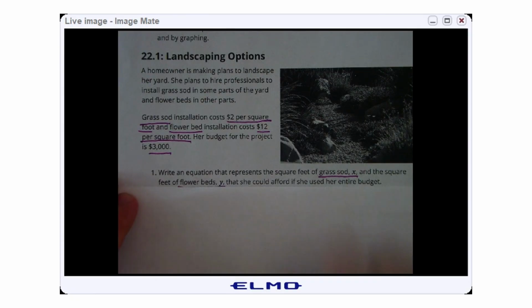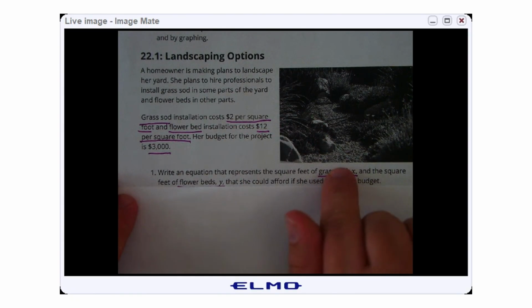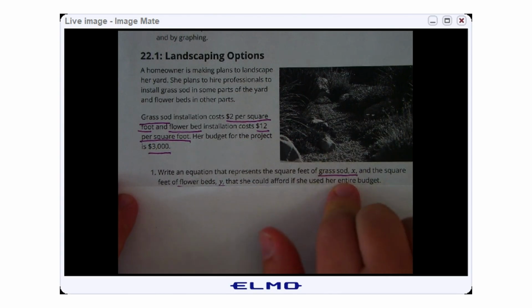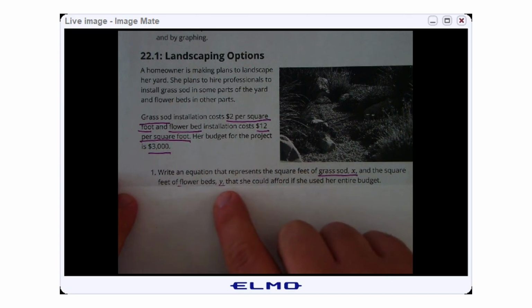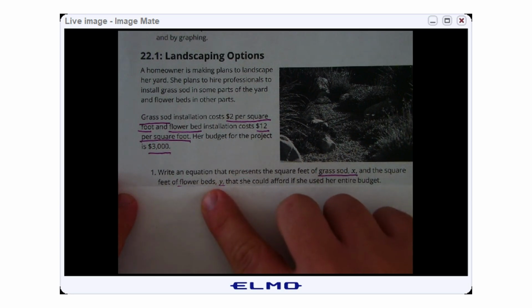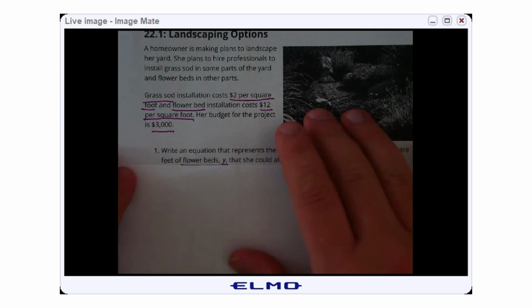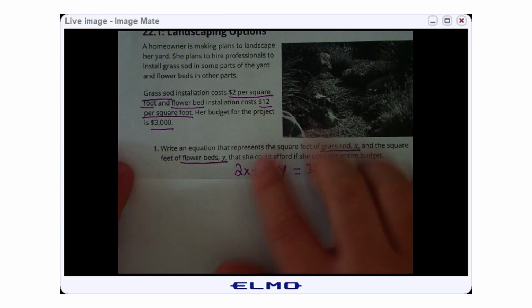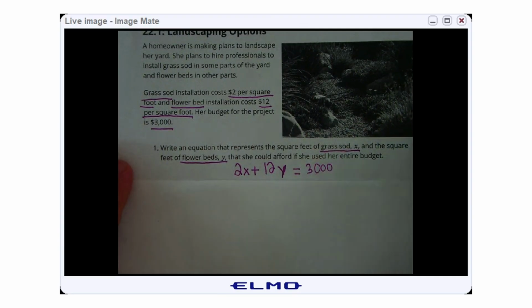Okay? What we're going to do is attach the price for grass sod to its variable, so 2x, and then attach the price for flower beds to its variable, y, so 12y. If we add up the price we pay for grass sod and the price we pay for flower beds, again, they should add up to 3,000. So our equation looks something like that: 2x plus 12y equals 3,000. Okay, we just combined all that knowledge that we knew.